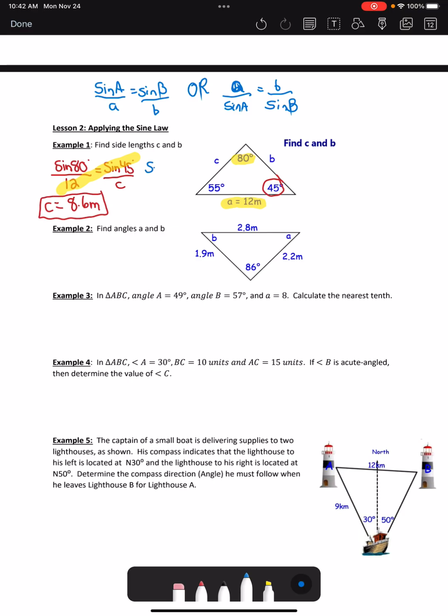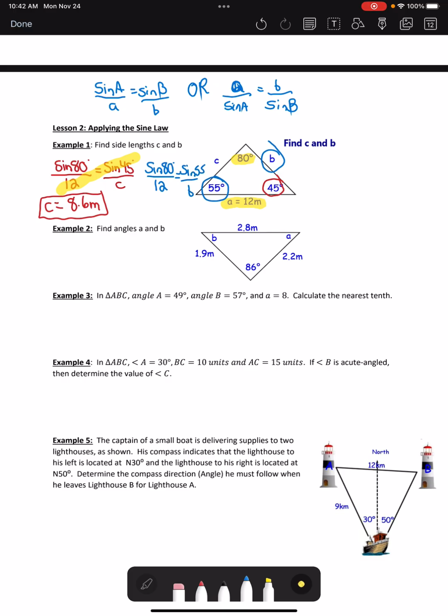So I'm going to go sine 80. Always use the angle and side length that you're given. You don't want to use the 45 degrees in the C value because what if you made a mistake? Then it's going to domino into the next question. So we're going to use that 80 degrees and 12, which we are given in the question. And then we see 55 degrees is opposite to B. So I'm going to go sine 55 over B.